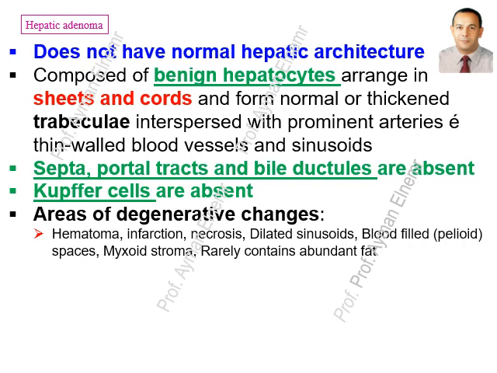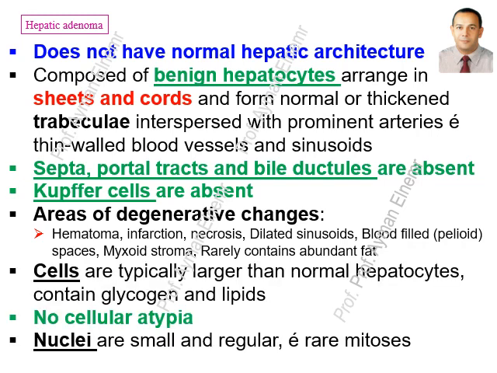Kupffer cells are absent. There are areas of degenerative changes such as hematoma, infarction, necrosis, dilated sinusoids, blood-filled spaces, and myxoid stroma; it rarely contains abundant fat. The cells are typically larger than normal hepatocytes and contain glycogen and lipids. No cellular atypia. The nuclei are small and regular with rare mitosis.